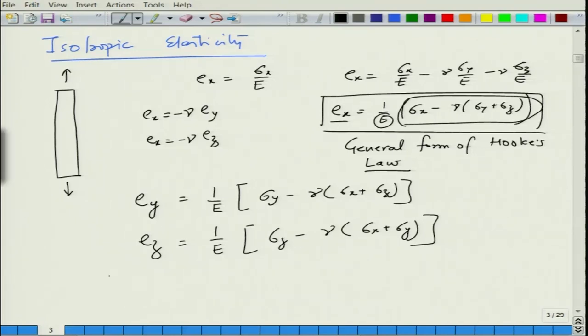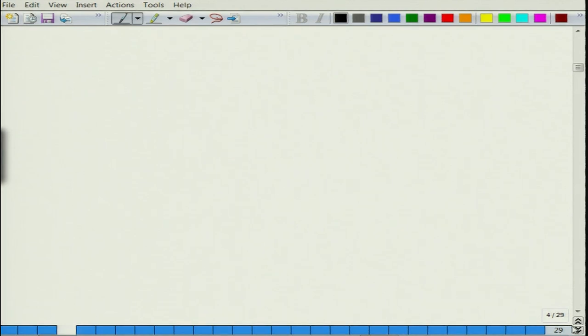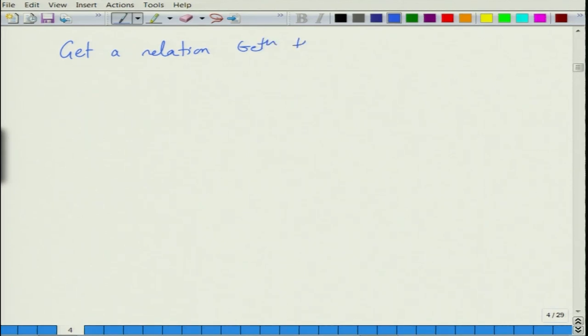Corresponding shear strains can be written as, gamma xy, this is tau xy divided by G. One can write gamma yz, this is tau yz divided by G, and then we can write gamma zx, which is tau zx divided by G. So these are the three shear strains that we have. So the first three are tensile strains and the other three are shear strains. Now what we want to do is get a relation between the elastic properties.